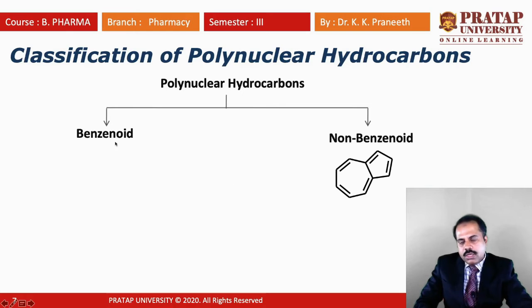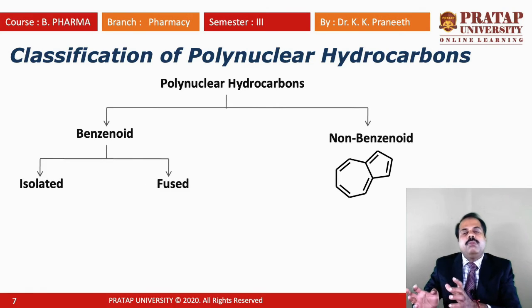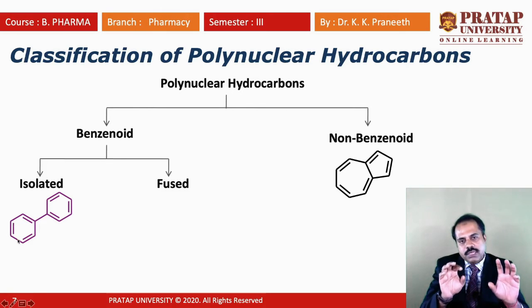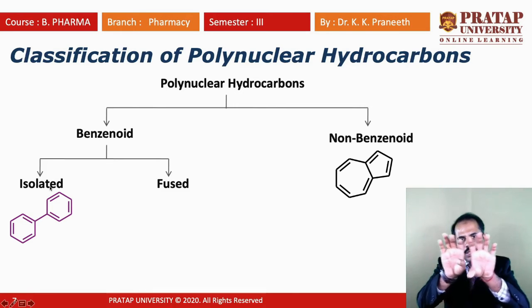or 5-membered ring. This benzenoid is further classified into 2 types, whether it is an isolated polynuclear hydrocarbon or a fused one. Now let's see an example of an isolated one. Isolated means it has more than one aromatic group: this is a benzene ring, an aromatic group, and this is a benzene ring, an aromatic group. There are 2, so it is poly, more than one, but they are not fused. So it is isolated; the 2 groups are not fused.